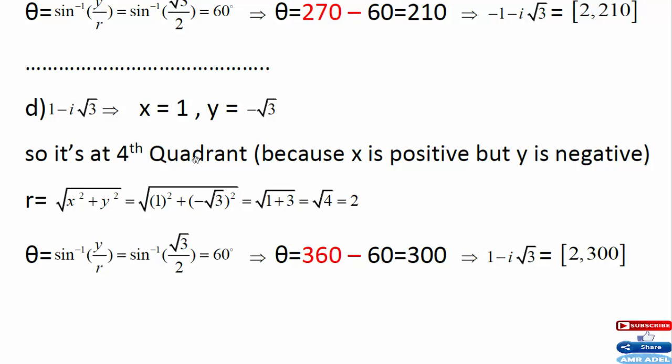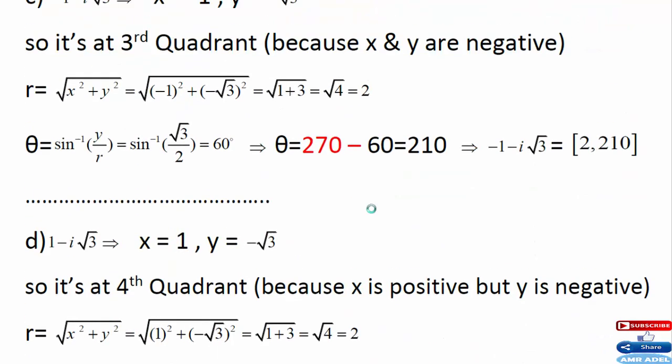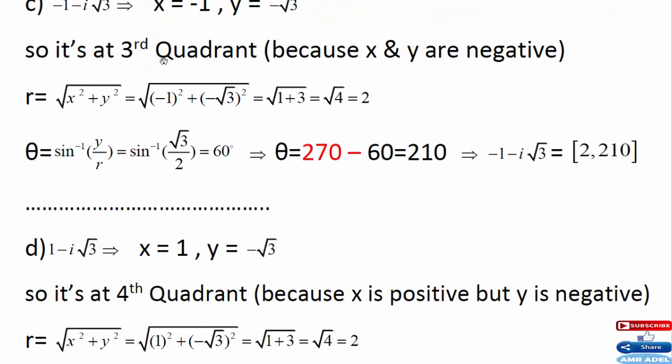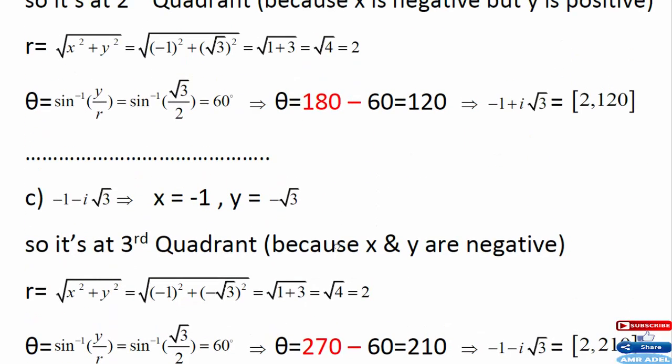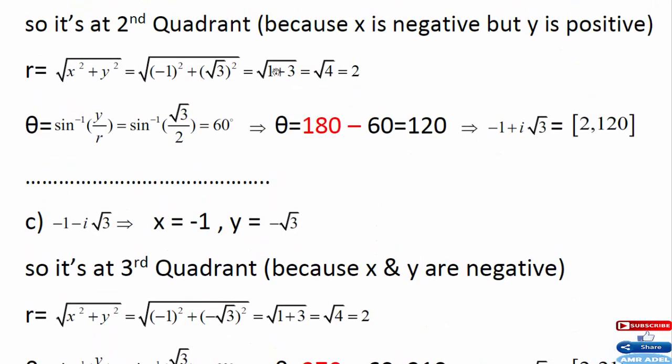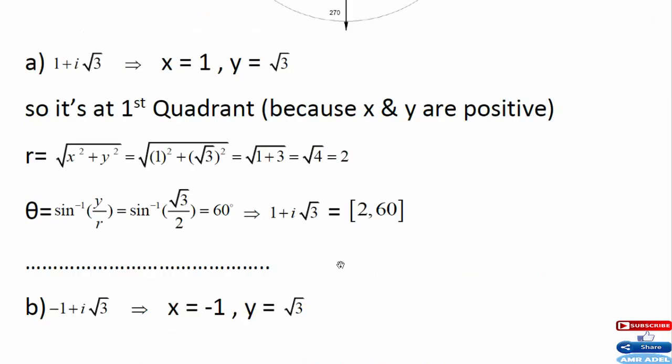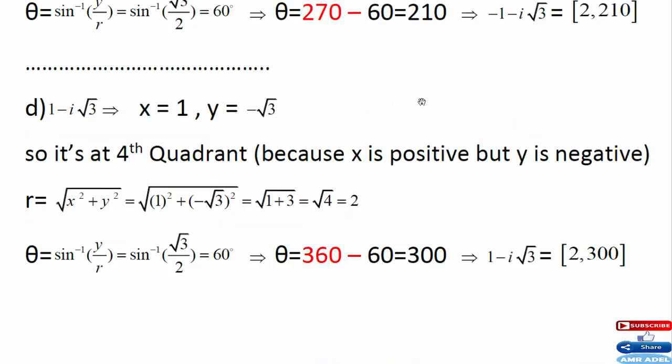300 exists in the fourth quadrant, sure. 210 exists in the third quadrant, sure. 120 exists in the second quadrant, sure. 60 degrees exists in the first quadrant. So now I am sure that if the angle you found is in the same quadrant, it means your answer is correct. Okay, now we understand all these cases. See you next time.